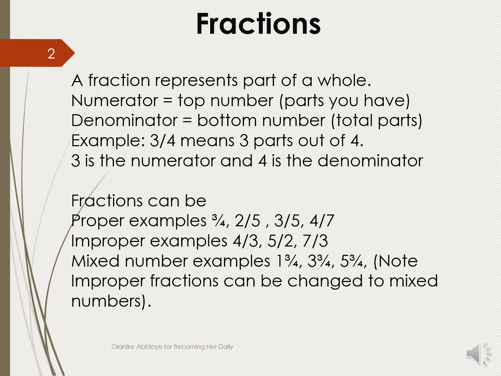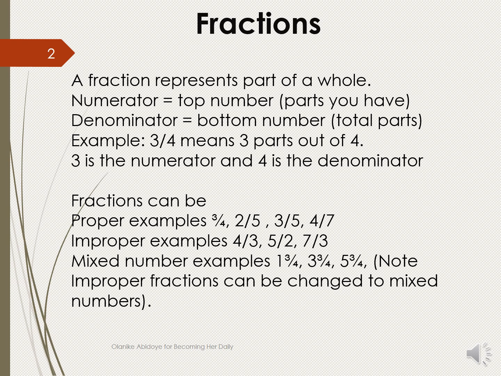A fraction can be a proper fraction when you have a small number as the numerator and a bigger number as the denominator. Examples are 3/4, 2/5, 3/5, 4/7, and so on. It can also be an improper fraction, having a big number as the numerator over a small number as the denominator, like 4/3, 5/2, 7/3, and so on.